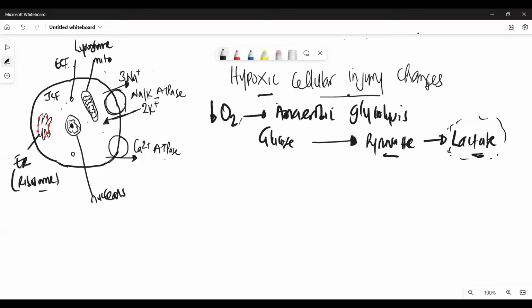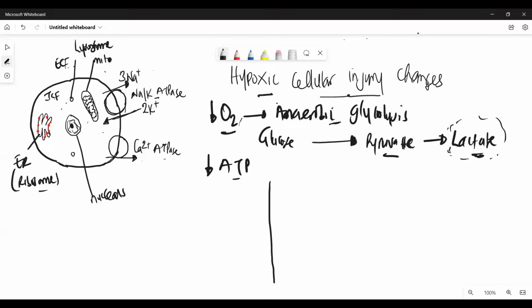So as a result of decreased tissue oxygenation, and because we're only relying on anaerobic glycolysis, this will lead to a decrease in ATP production. From anaerobic glycolysis, we're only producing 2 net ATP, which is not enough. So this will lead to decreased ATP production, and because of that, this will affect our sodium-potassium ATPase pump.